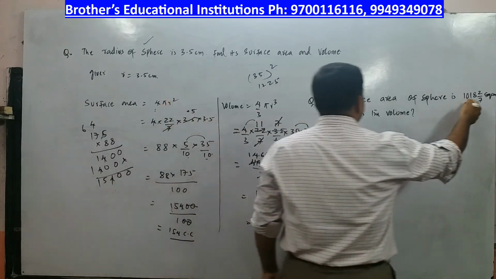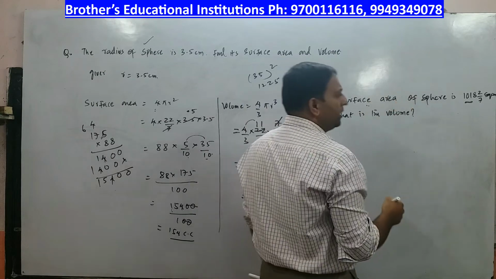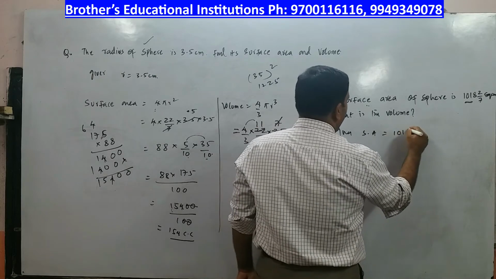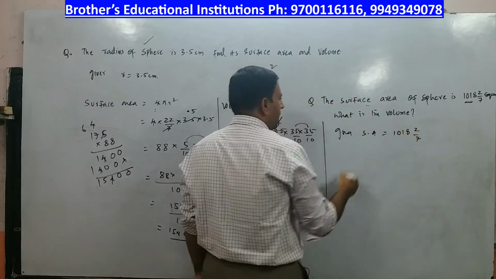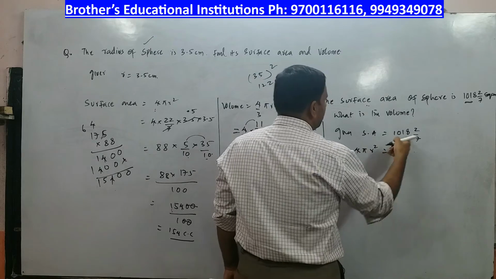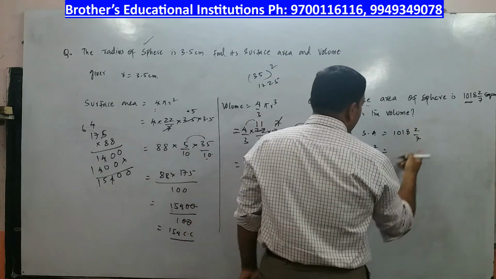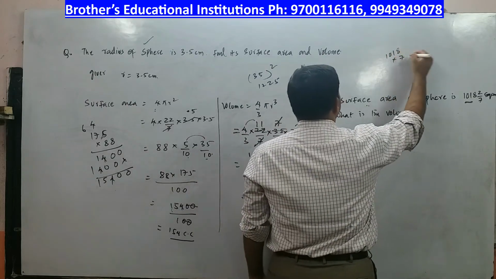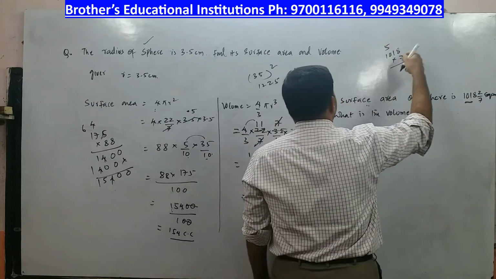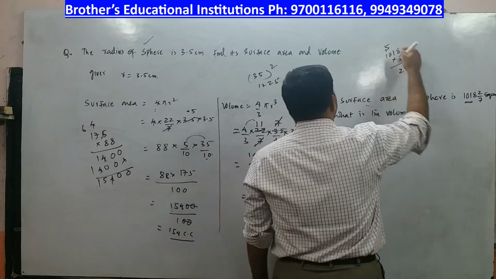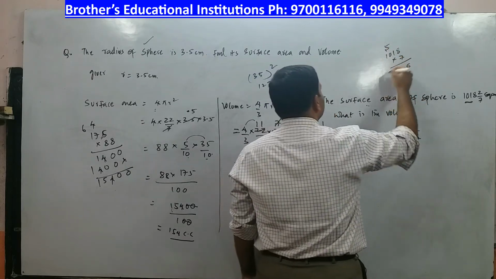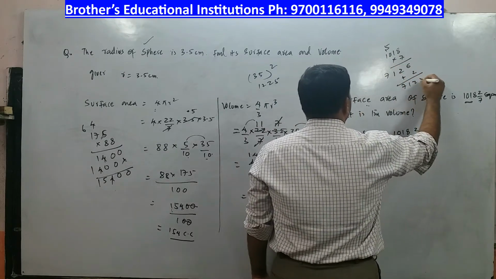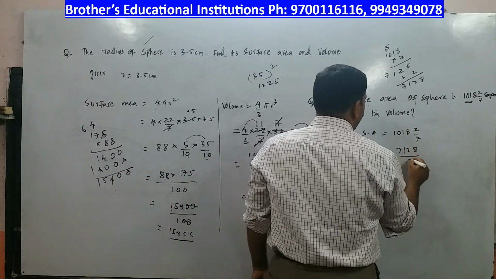And the condition given to you is that the surface area is 1018 2 by 7. Now, what is the surface area formula? 4 pi r square is equal to 1018 2 by 7. Let me write this mixed fraction properly. It is 1018 into 7. 7 8s are 56, 6, 5 carry, 7 1s are 7, plus 5 is 12, 2, 1 carry, 7 zeros are 0, plus 1, 1, 7 1s are 7. So it is 7126 plus 2 will be 7128. So it is 7128 divided by 7.